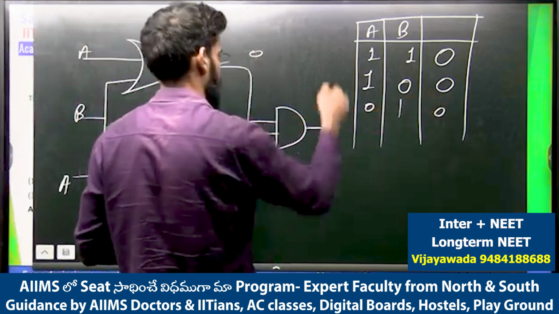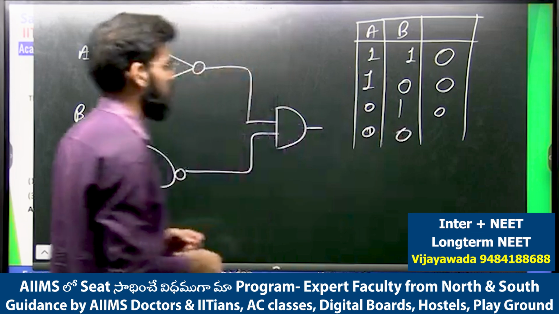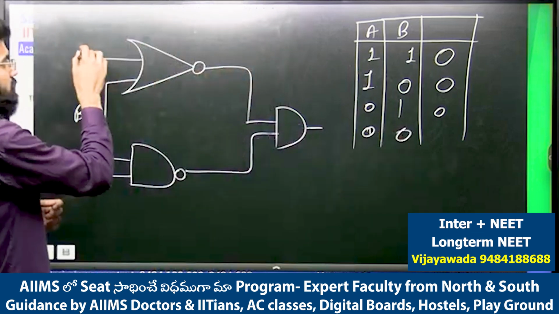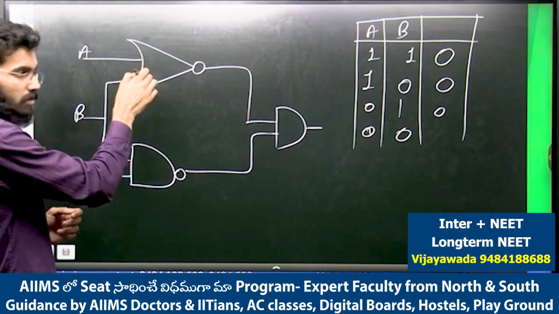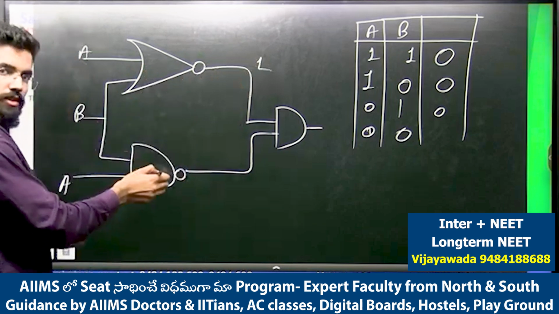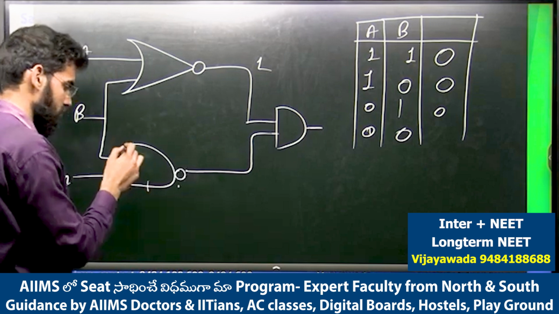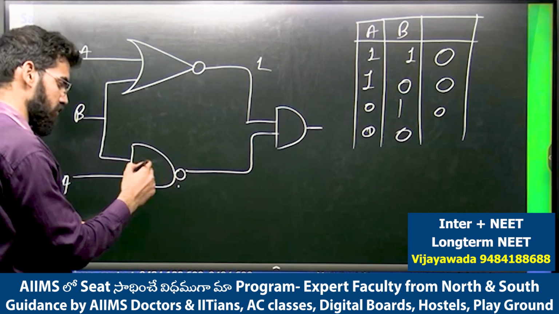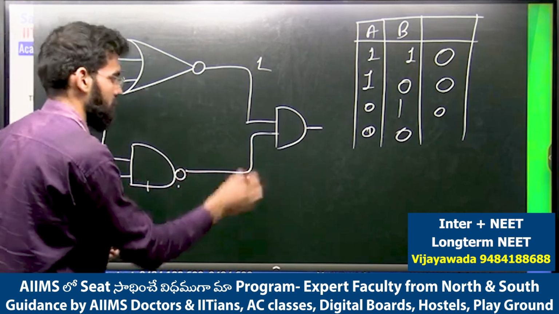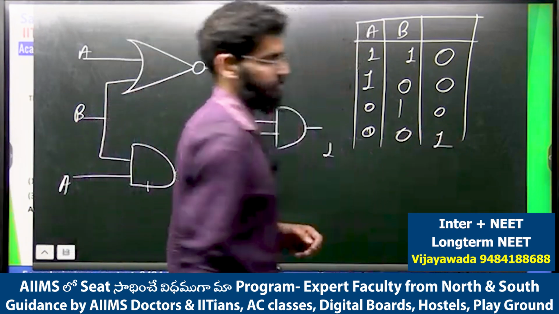Next, if we take 0, 0: 0 and 0 in the OR gate gives 0, and NOT is there, so 1. Here 0, 0 in the AND gate gives 0, and NOT is there, so 1. Then 1, 1 through the AND gate gives 1. Then it's 1.